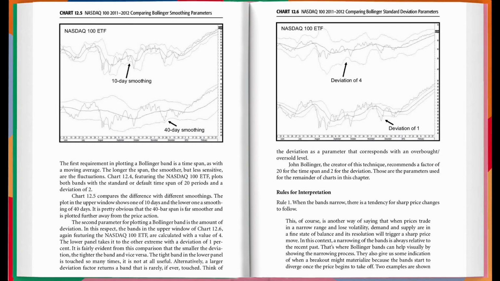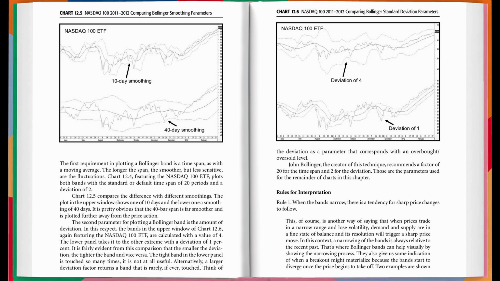The first requirement in plotting a Bollinger Band is a time span, as with a moving average. The longer the span, the smoother but less sensitive are the fluctuations. Chart 12.4, featuring the Nasdaq 100 ETF, plots both bands with the standard or default time span of 20 periods and a deviation of 2.